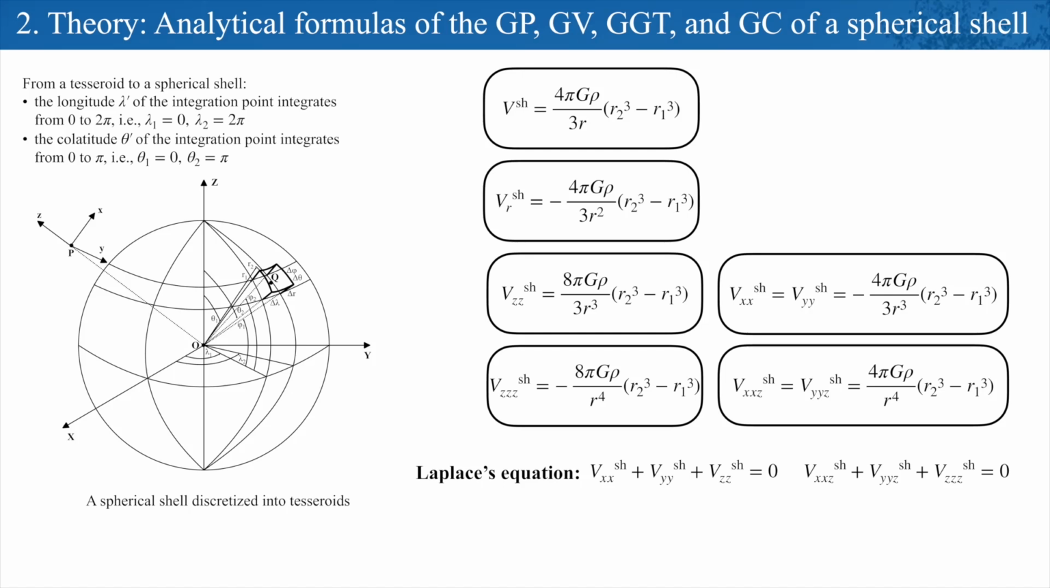It's easy to find that these components of the GGT and GC of a spherical shell satisfy the Laplace equation. The other components of the GGT, GV, and GC of a spherical shell are equal to 0.